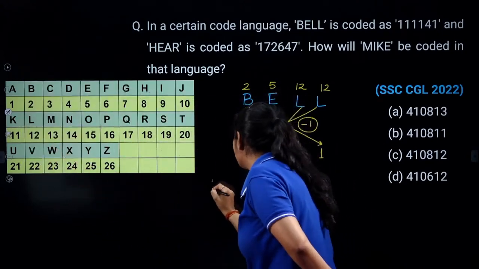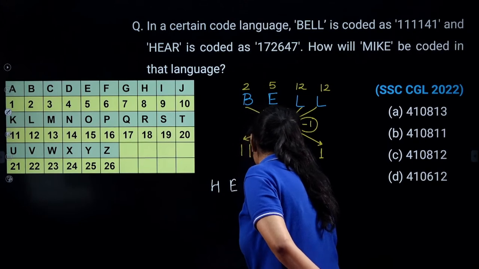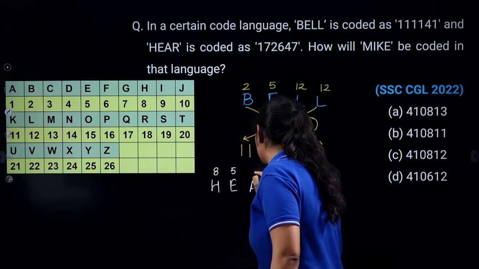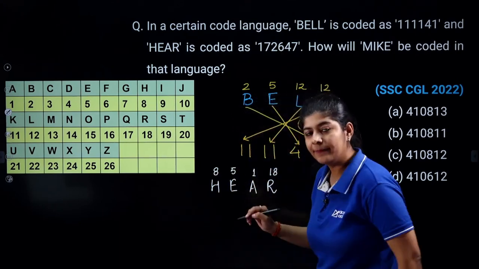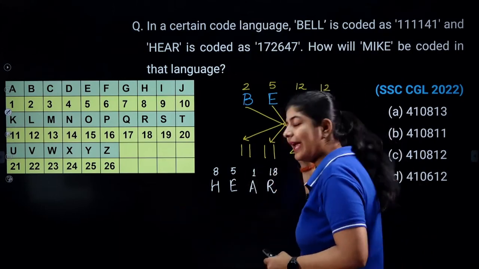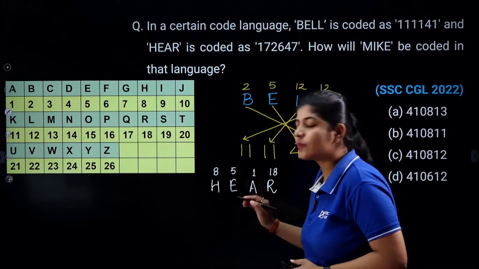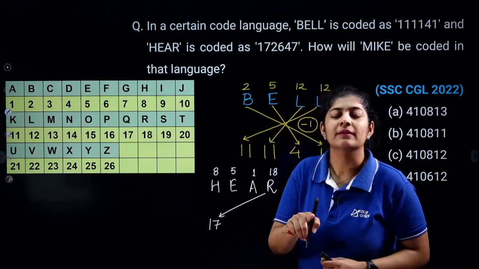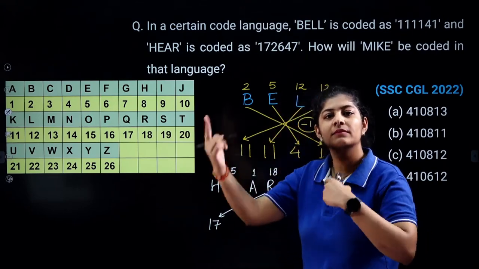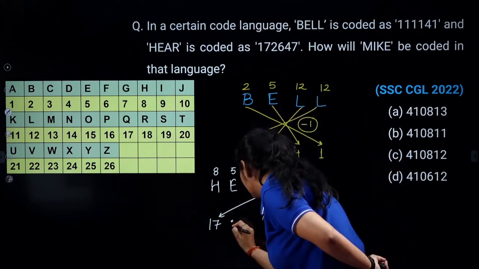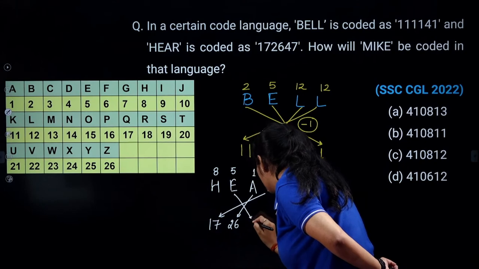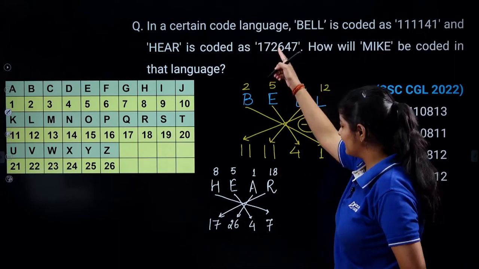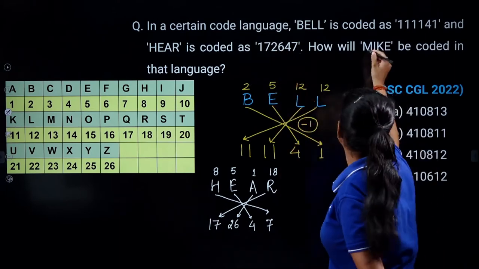So the next word that I am having over here is here. The associated numbers are 8, 5, 18, 5. What I have to do is subtract 1 and put the number diagonally. 18 minus 1 is 17. 1 minus 1, we are getting 0, but in the alphabet we will get to 26. So here we are getting 26. Then 4, and here we are having 7. Are we getting the same number? 17, 26, 4, 7. Yes.